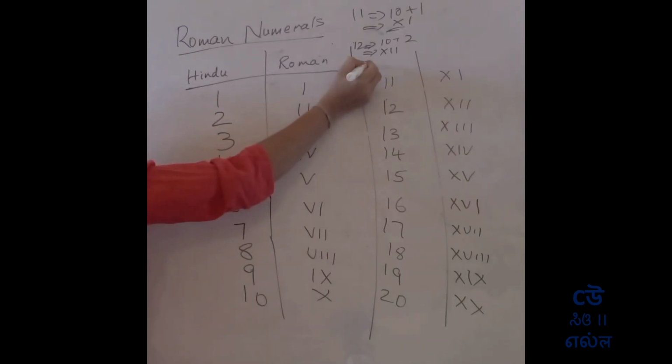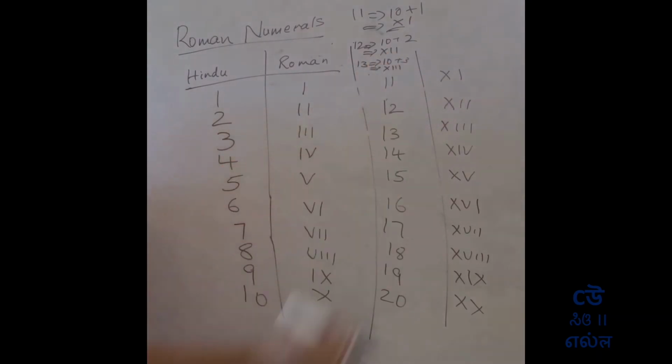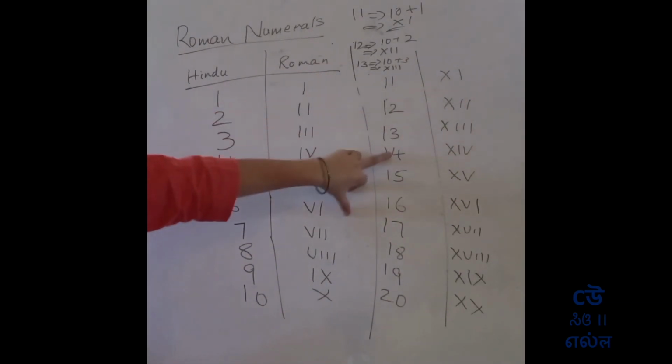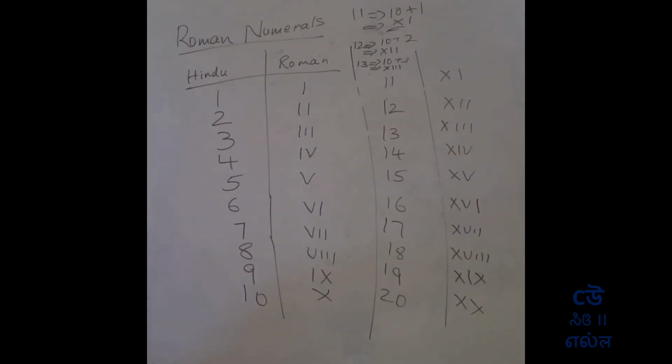So 13 is also the same. 10 plus 3. So 10 is X, and 3 is 3 lines. So I have written X33. Like that only, if you split the numbers, then you can easily write the Roman numerals. Understood, children?